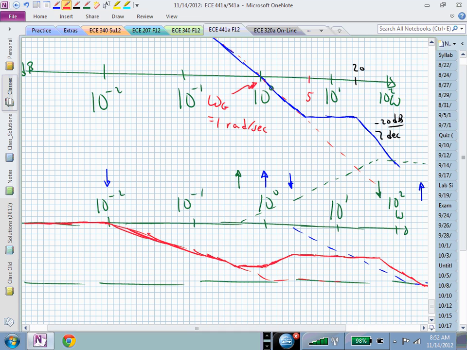And I don't have a phase crossover frequency, do I? Because I never reach minus 180. So this system will be stable generically, and you could see that from the root locus. But if you wanted to find the phase margin, you would see that it's bigger than 90 degrees. We'll pick up at that point after the exam. Friday is your exam, but we will start figuring out how to adjust these Bode plots by adding in controllers.